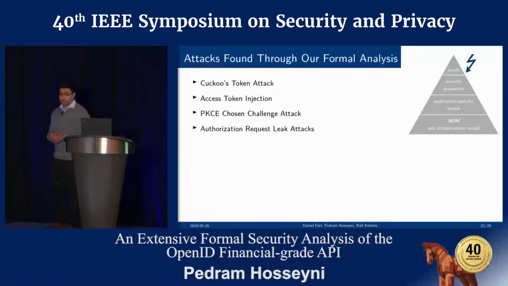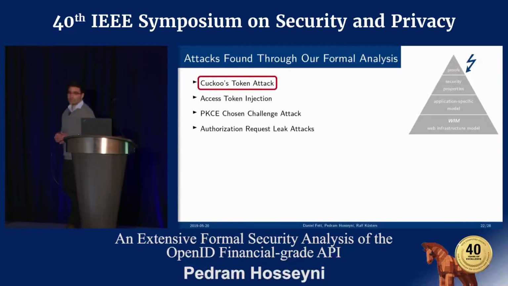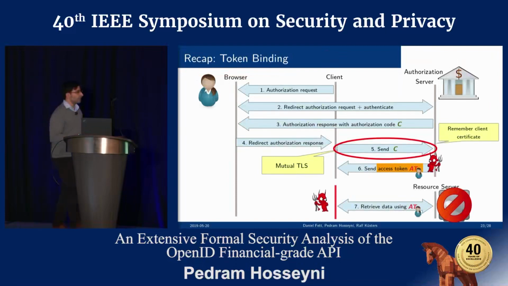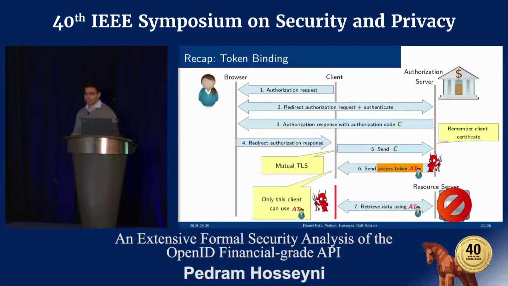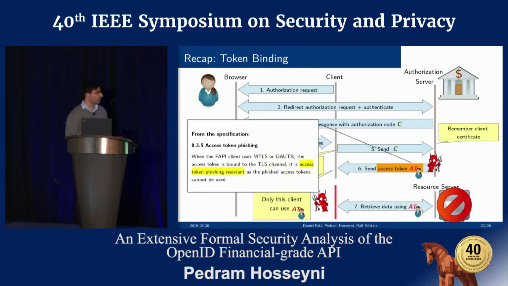So we found 4 attacks, and in this presentation, I will show you the first attack, the cuckoo's token attack. Just a quick recap, we saw that by token binding, for example, using mutual TLS, an access token can be bound to a client, which means that in the end, only this client can use this access token. Now the following is taken from the specification of the financial grade API.